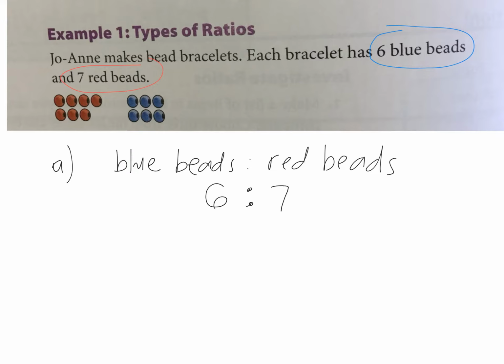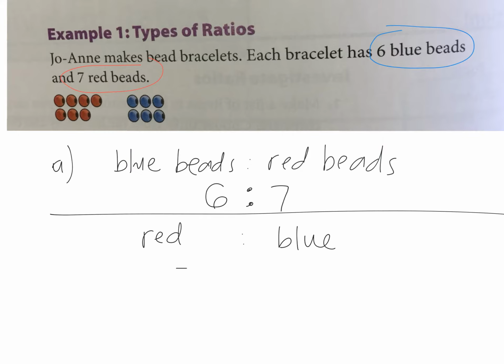What if I ask you the ratio of red beads, I'm just going to write red, to blue? Good, 7 to 6. The order that we write it in matters, okay? What if I ask you the ratio of blue beads to total number of beads?